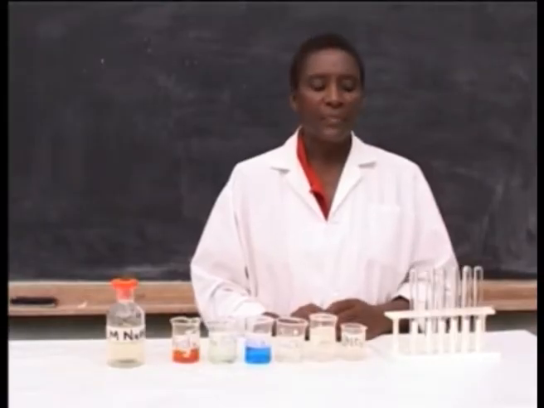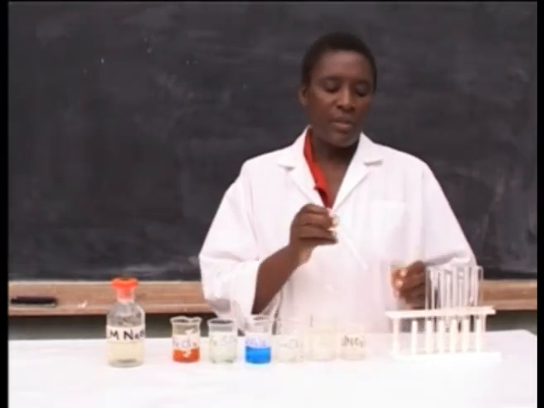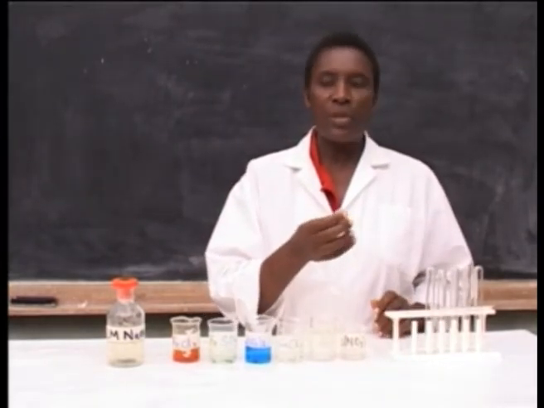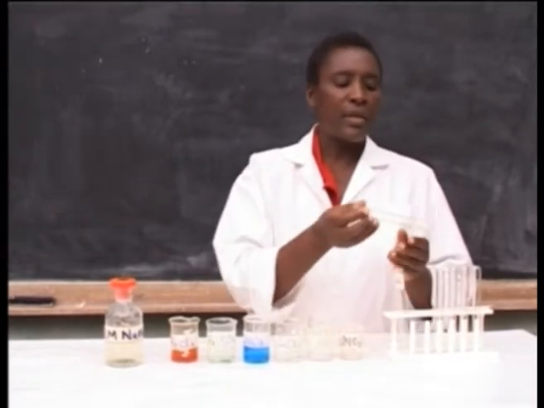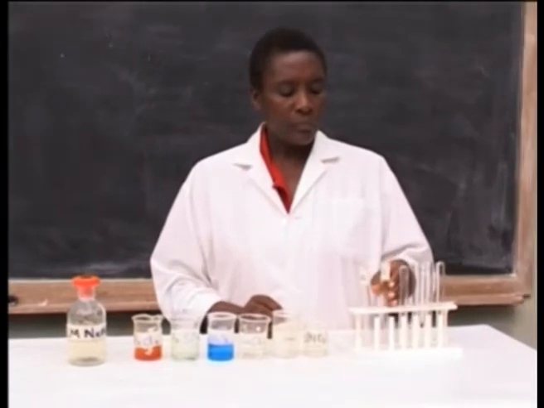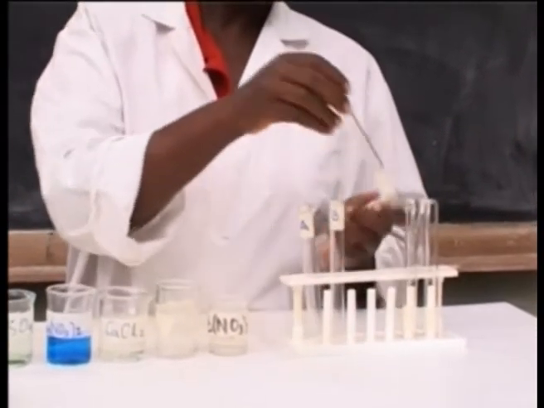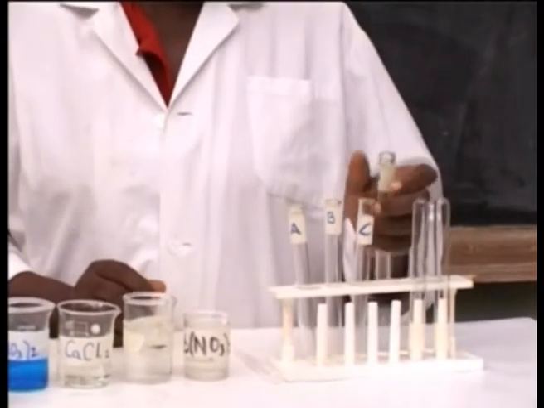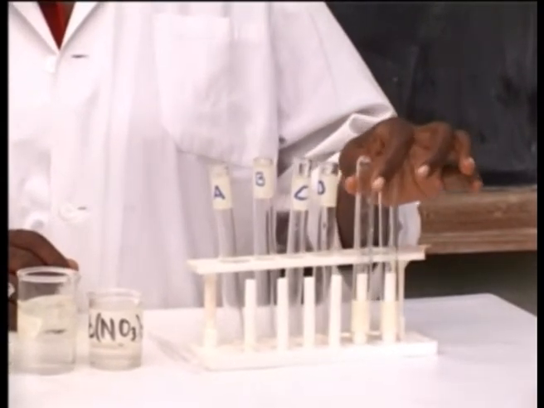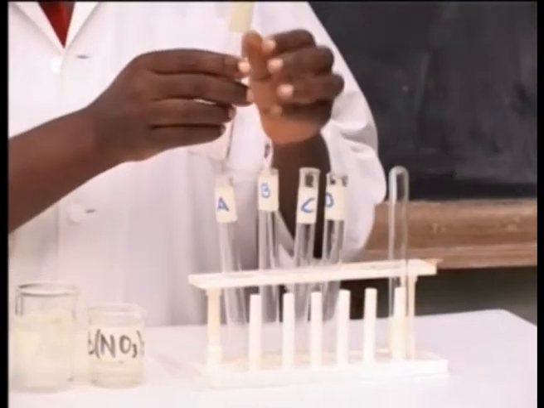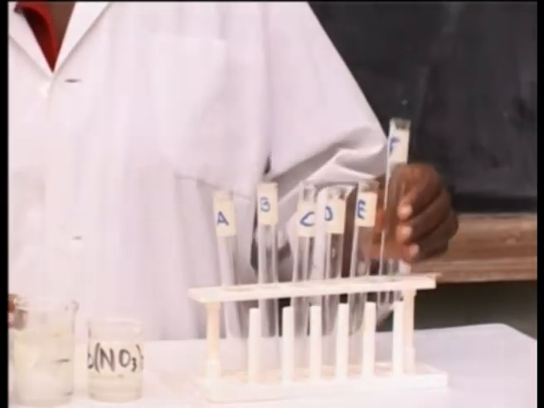Procedure: label the test tubes. The first test tube label A, the second one label B, the third one label C, the fourth one label D, the fifth one label E, and the last one label F.